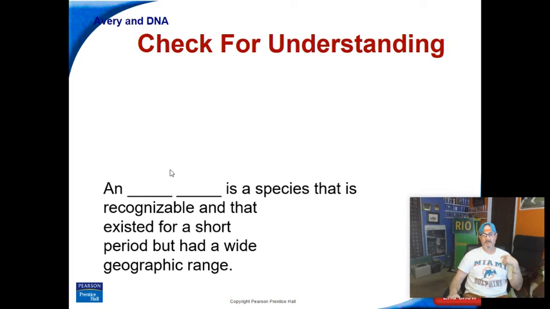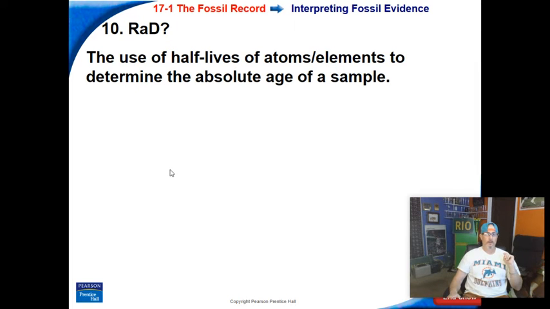A blank blank is a species that is recognizable and had existed for a short period of time, but had a wide geographic range. You might want to take a look back at number 8. Yeah, you bet. That is an index fossil. Nice. Okay, so let's get into radioactive dating.